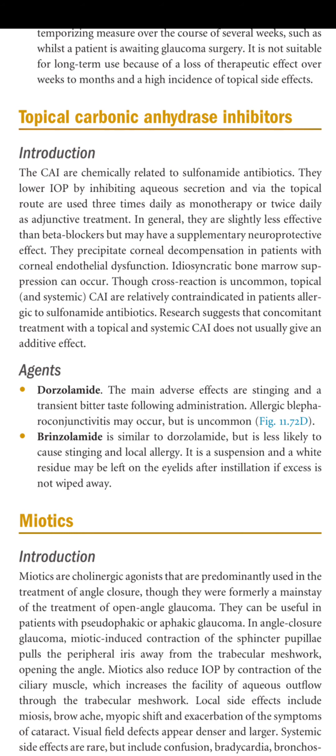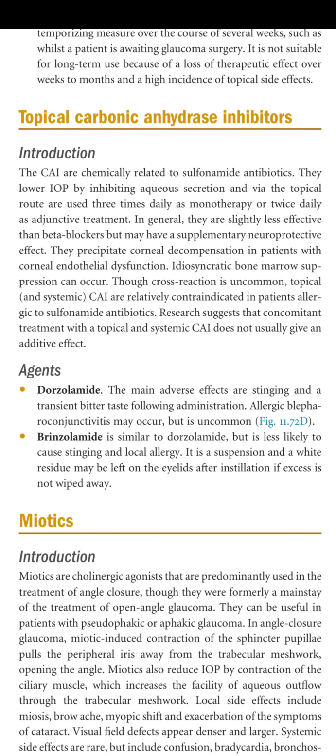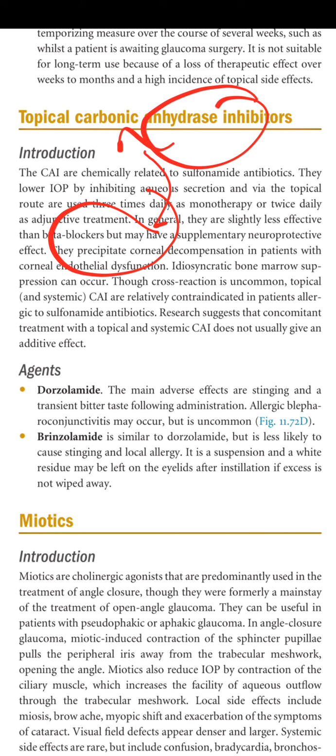Carbonic anhydrase inhibitors basically have a role in the production of aqueous humor. In general, they are slightly less effective than beta blockers but may have a supplementary neuroprotective effect. They precipitate corneal decompensation in patients with corneal endothelial dysfunction. So very important, whenever there is a corneal problem, you do not give a topical carbonic anhydrase inhibitor because they precipitate corneal decompensation.